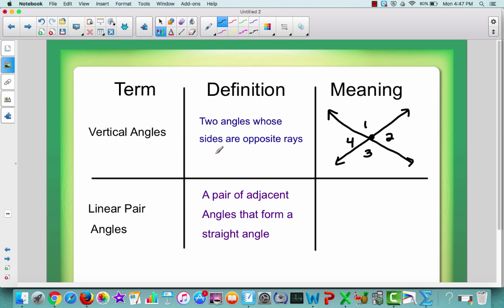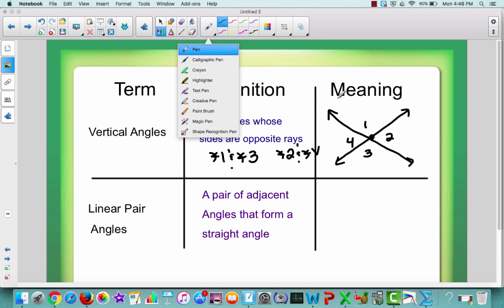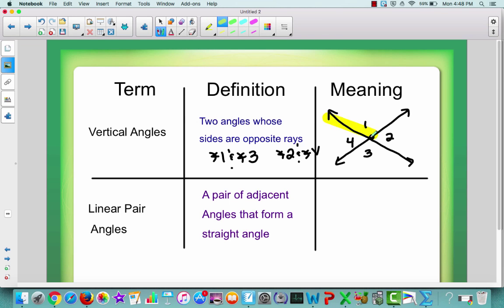So angles 1 and 3 are vertical angles, and then angles 2 and 4 are vertical angles, meaning look at their sides. And actually let me get the highlighter. Their sides are opposite rays. So look at 4 and 2. Their sides are opposite rays, and those are called vertical angles.